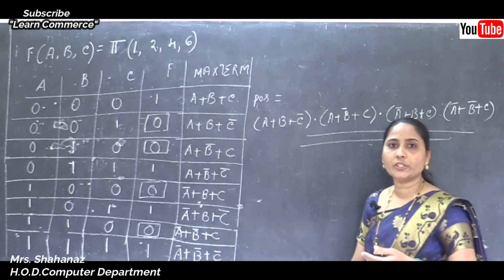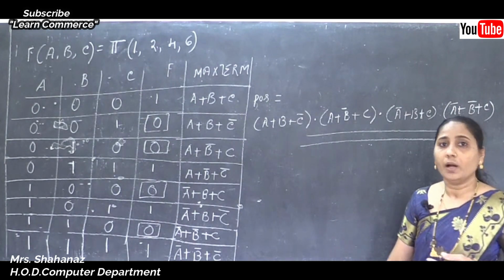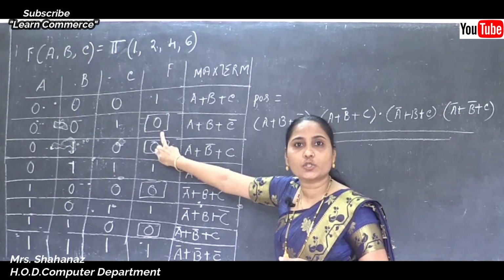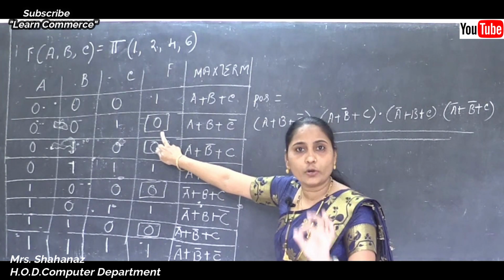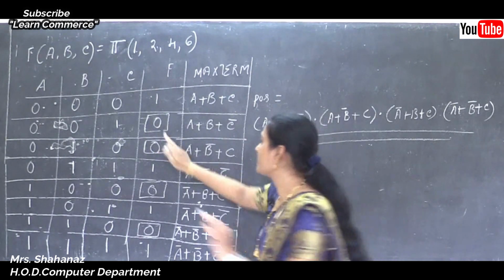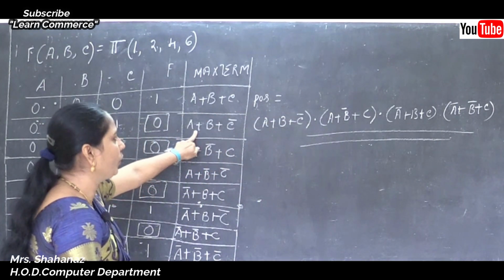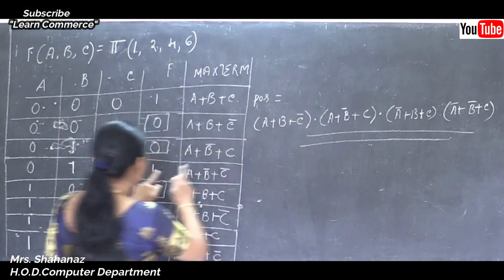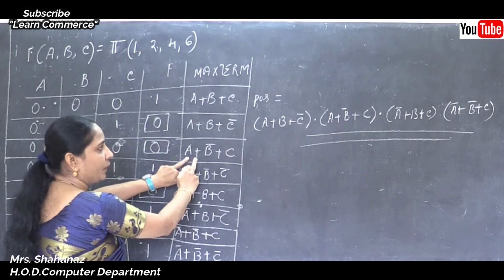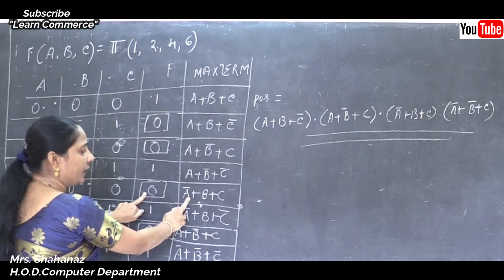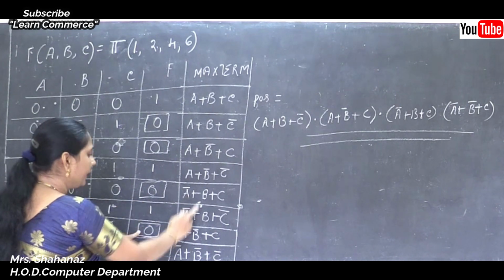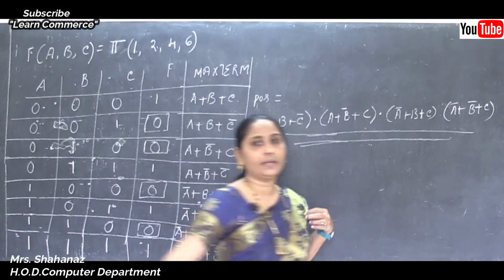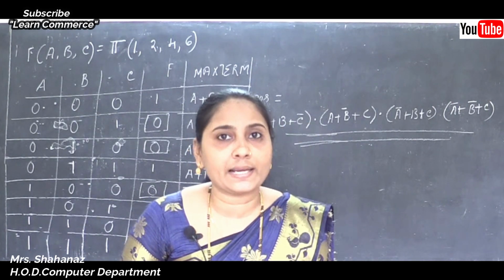Now lastly I am going to write the POS form here. We know that in POS the binary 0 is considered to form the POS. So to construct the POS form, I use A plus B plus complement of C, then A plus complement of B plus C, then complement A plus B plus C, and complement A plus complement B plus C. So this is the final result of our POS expression form.